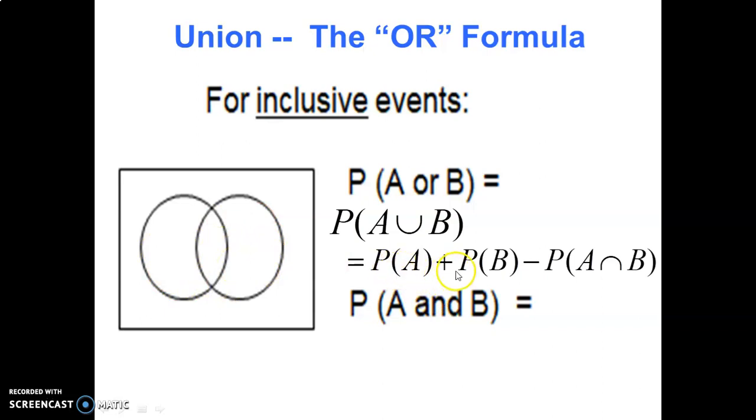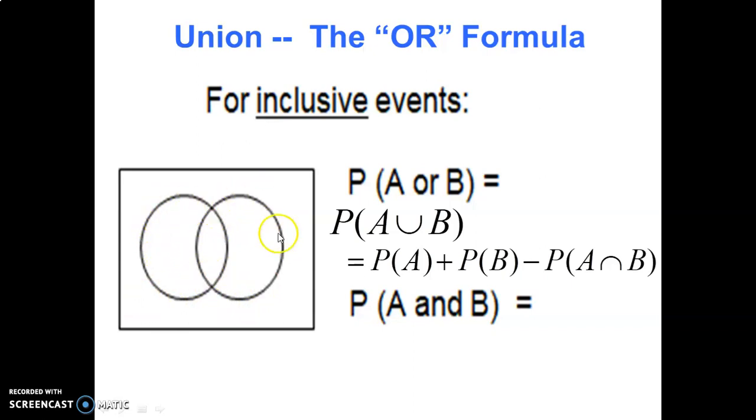It has A plus B, so just like we saw a moment ago. However, now we subtract the intersection. The reason for that is when you add this circle to this circle, you're counting this overlap zone twice because it's part of this circle and it's part of this circle.